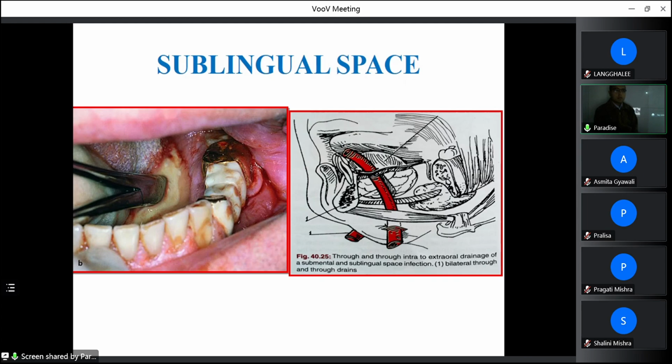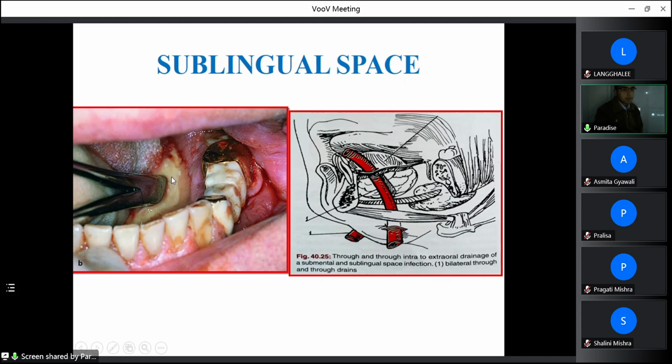So you have to give the incision over the mucosa near the floor of the mouth. Once you have given the incision over the floor of the mouth, again it's the same thing. You have to use any blunt instrument and do blunt dissection. You have to break all the loculi. Once the pus is drained, you have to collect the pus, send it for culture sensitivity, then do copious irrigation.